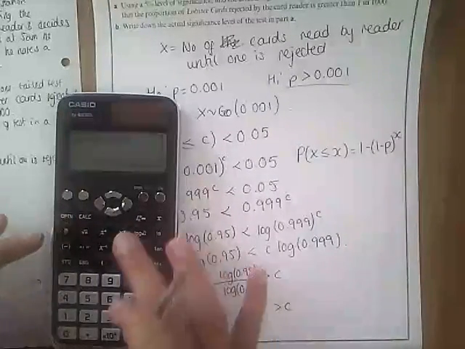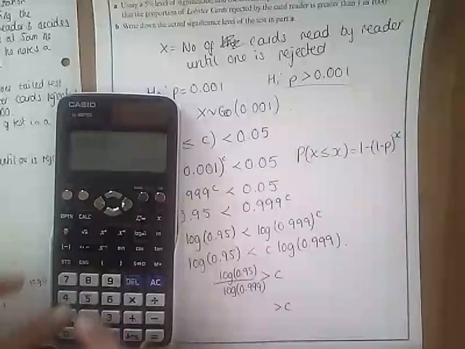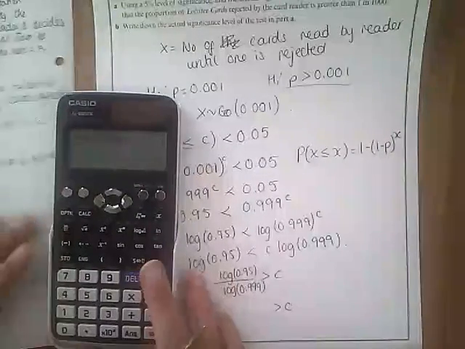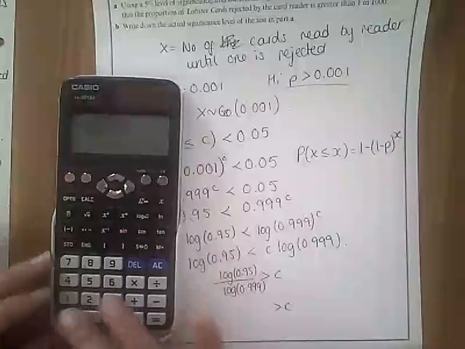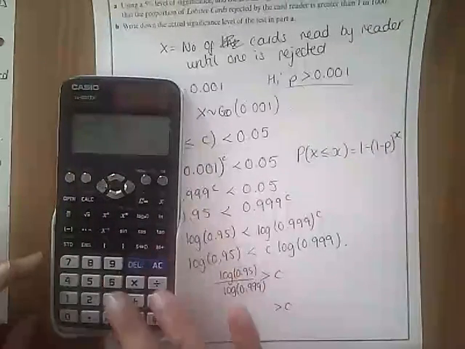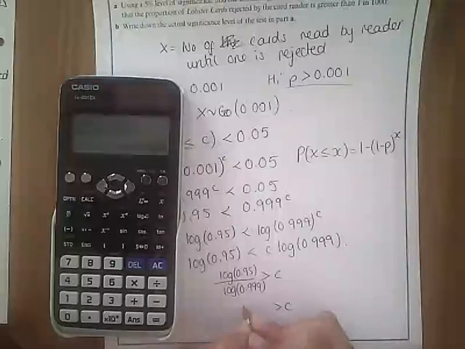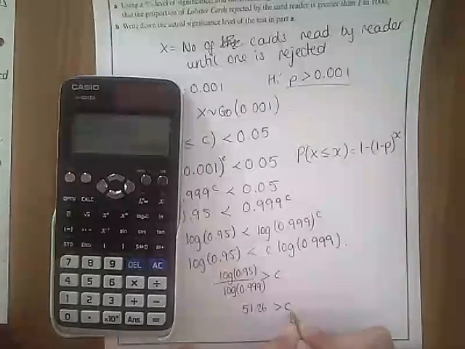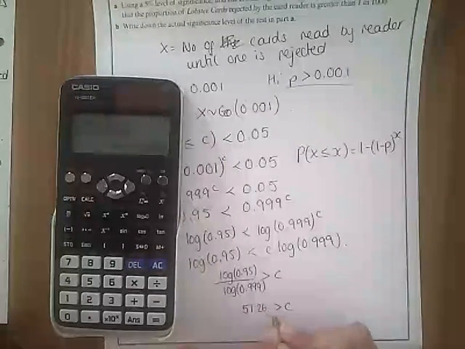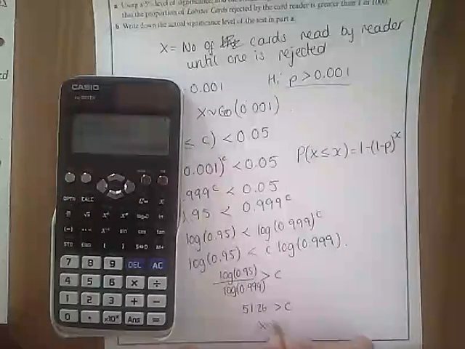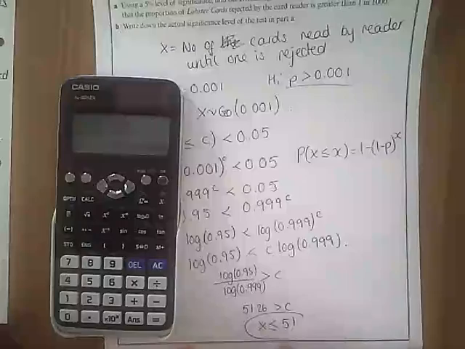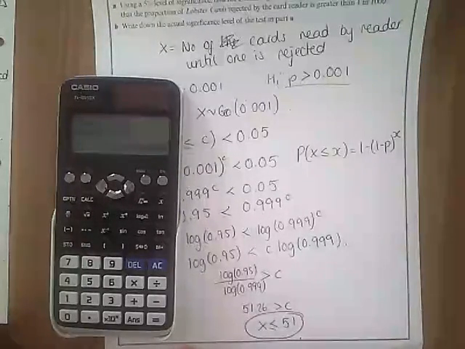So log in the base 10 of 0.95 divided by log in the base 10 of 0.999. So that means that C has got to be smaller than 51.26. So that means that because it's got to be smaller than, X must be less than or equal to 51. Okay, that is your critical region.